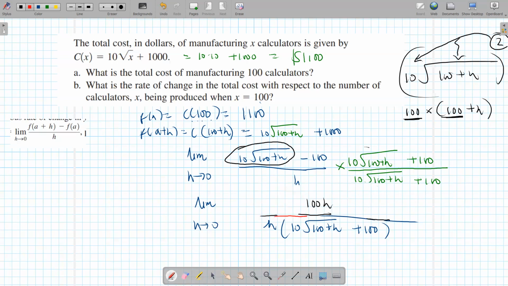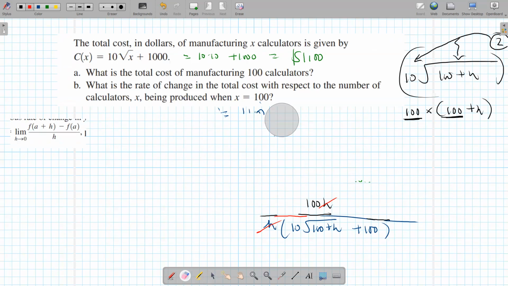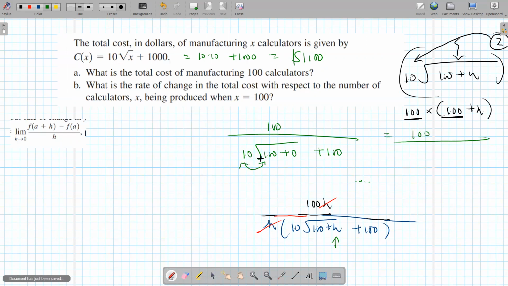And now check this out. The h and h cancel out. And now that the h is canceled out, we can plug in everything else. If there are any more h's, those will be zeros. So the only h is this one down here. So we get 100 over 10 times the square root of 100 plus 0, plus 100. That's 100 over 10 times 10, which is 100, plus 100. So you get 100 over 200, which is 0.5, which is what we had before.